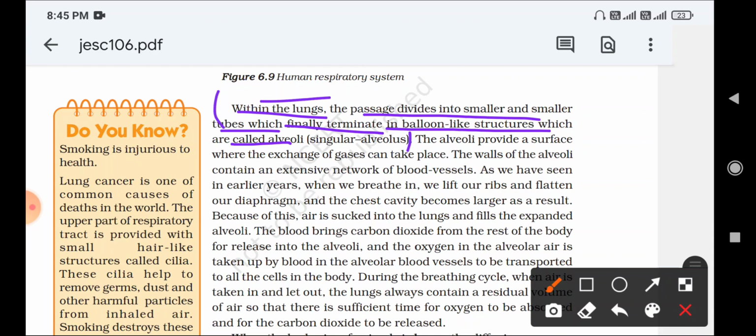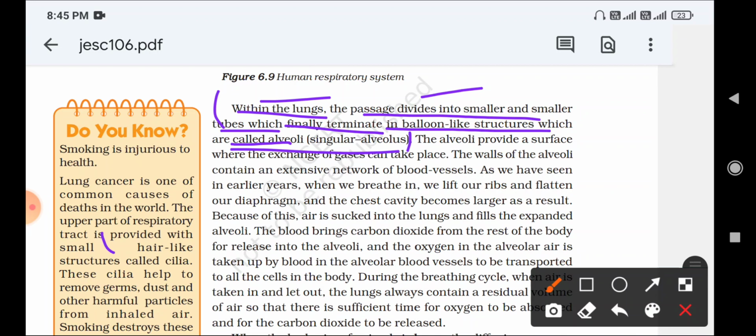Within the lungs, the passage divides into smaller and smaller tubes, and they terminate in a balloon-like structure called alveoli. The tubes divide into smaller and smaller tubes and terminate in balloon-like structures called what? Alveoli. Okay, this is how to write it.